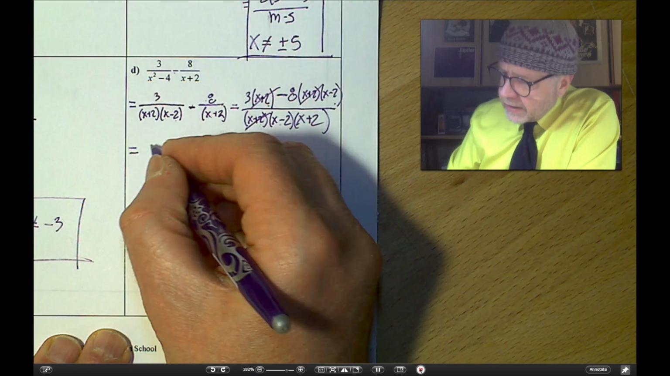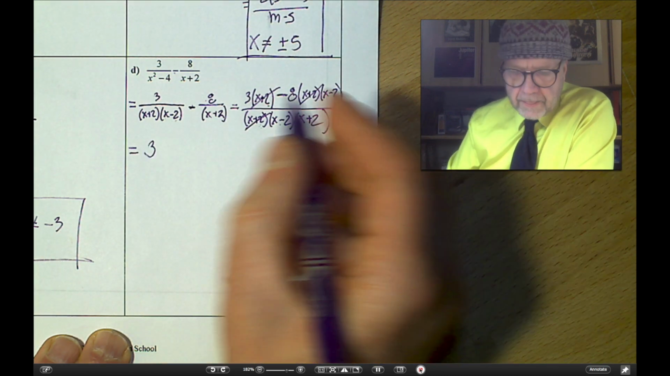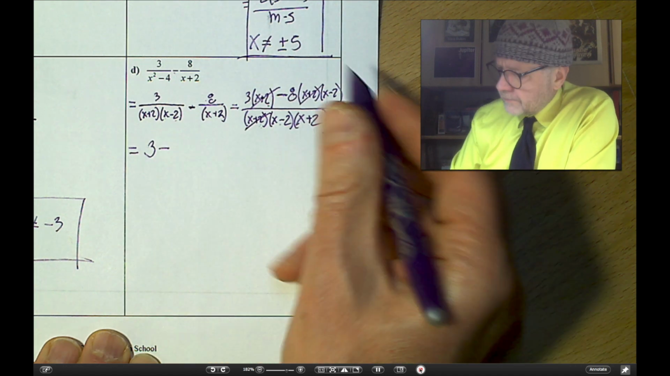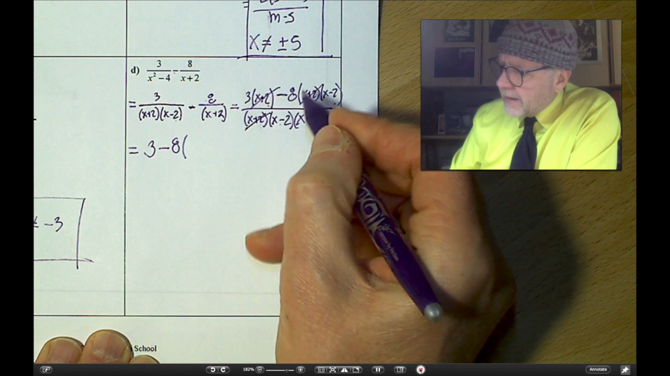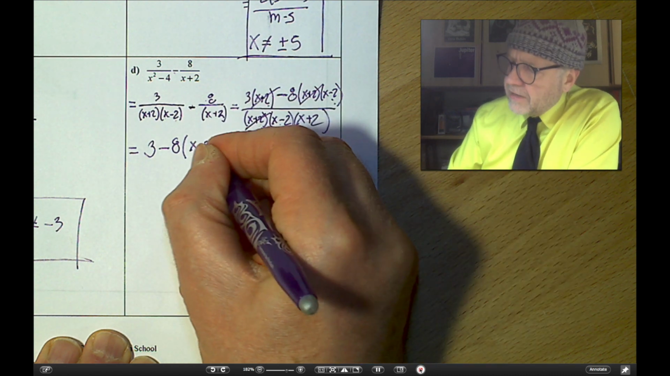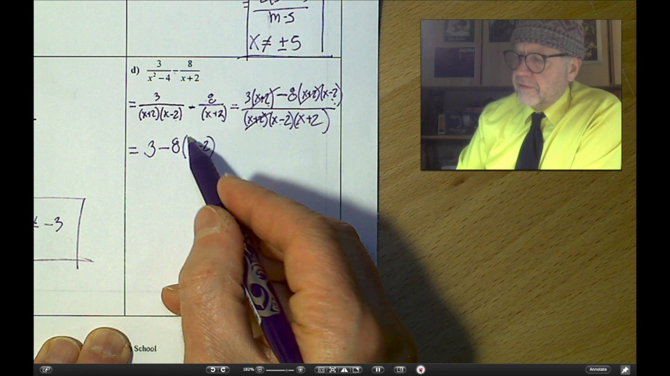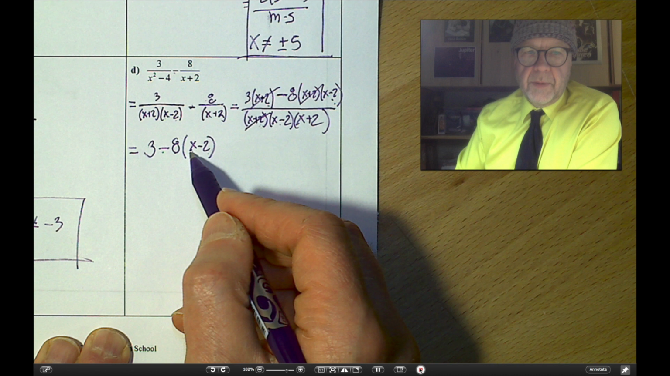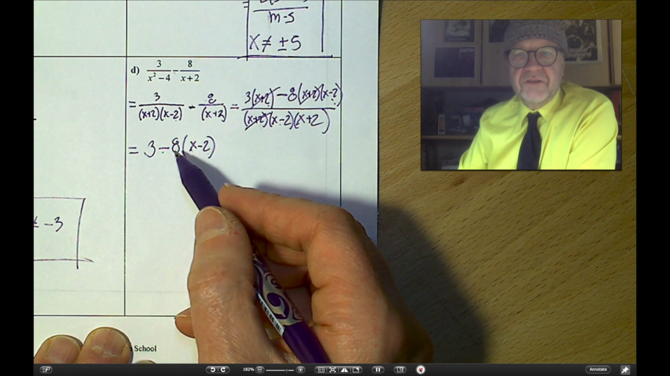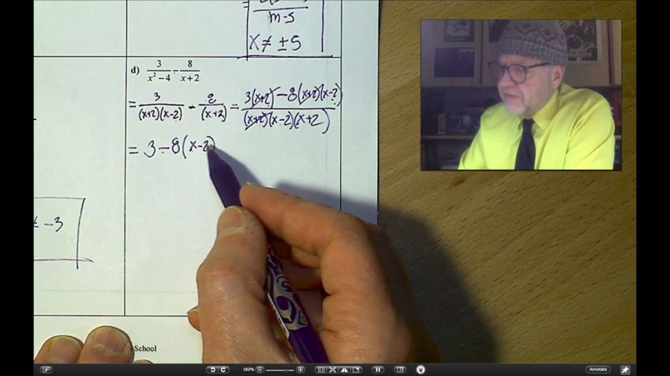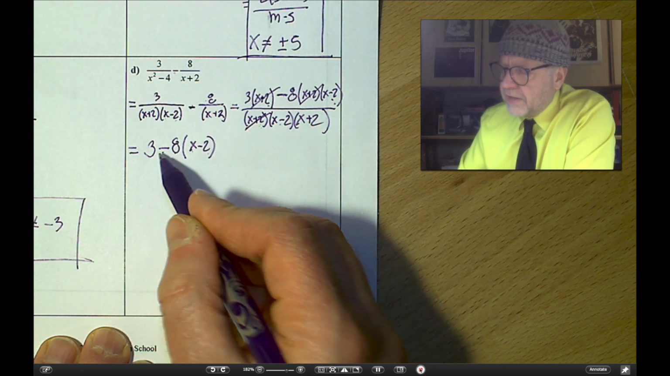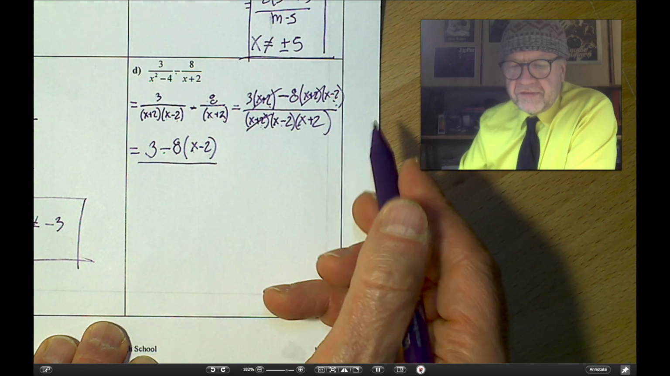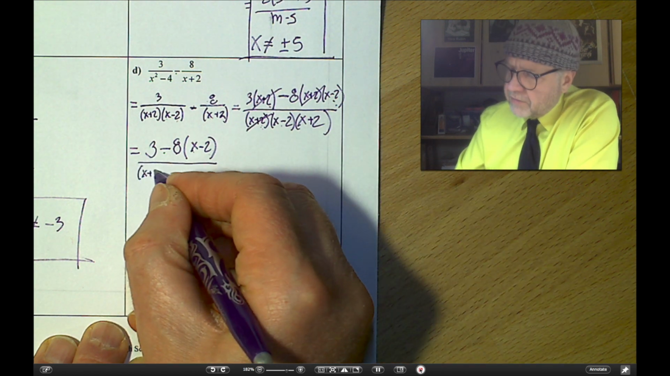And when I do, I'm going to get 3 minus 8 times, and I've just got an x minus 2 left over there. Now this is important. It's minus 8 times x minus 2. And remember BEDMAS, right, which you learned in grade 6, grade 5, I can't remember. But it means that we're going to have to do this first before we do any subtracting out. All of that is going to be on a little bit simpler denominator of x plus 2 times x minus 2, just like that.